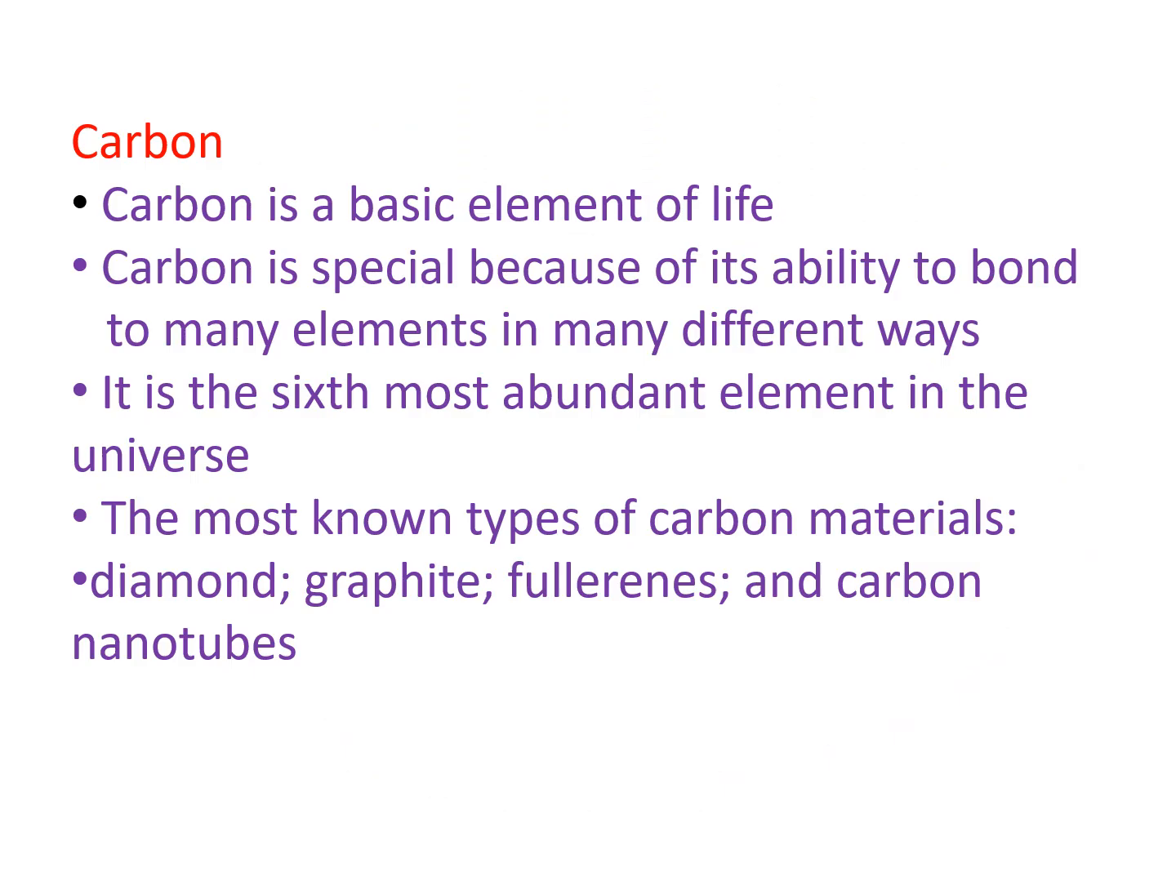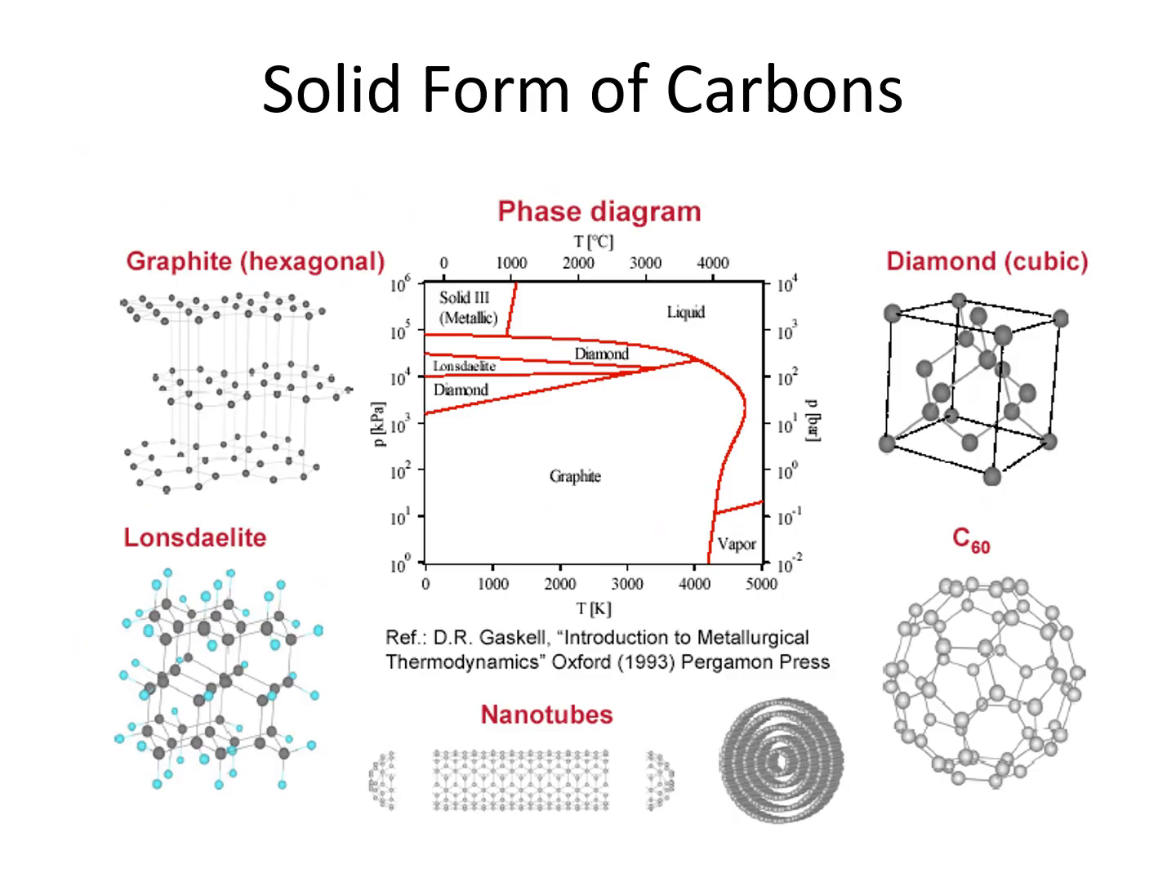We have understood that carbon is the basic element of life, and it has the ability to bond with different elements in different ways. It is the sixth most abundant element in the universe, and is known for the many carbon materials that have been formed. For example, diamond, graphite, fullerene, carbon nanotubes, and carbon nanoparticles are mainly made up of carbon. And these are the different solid forms of carbon.